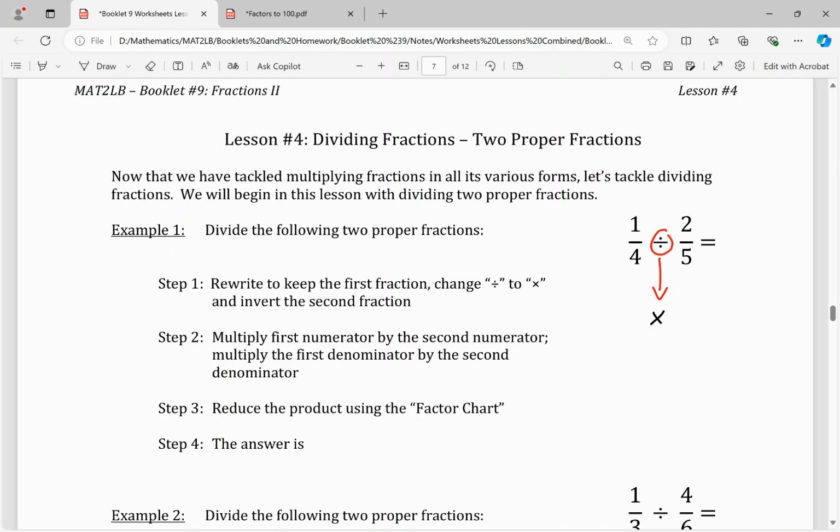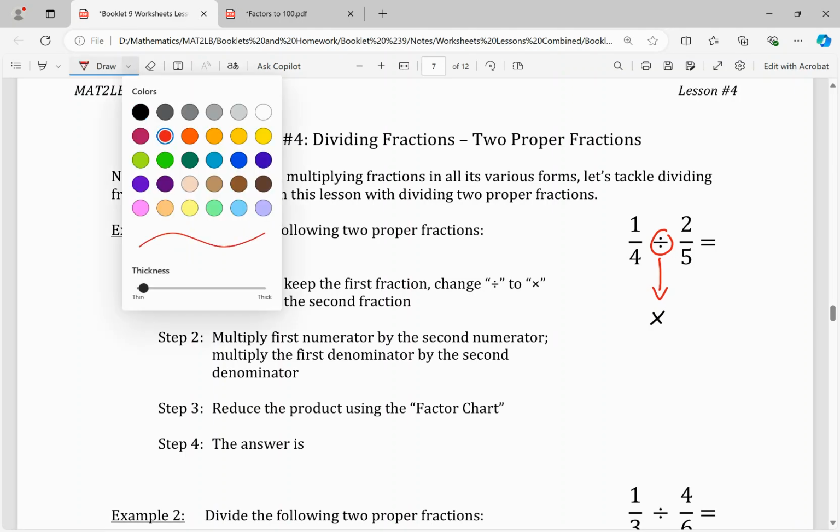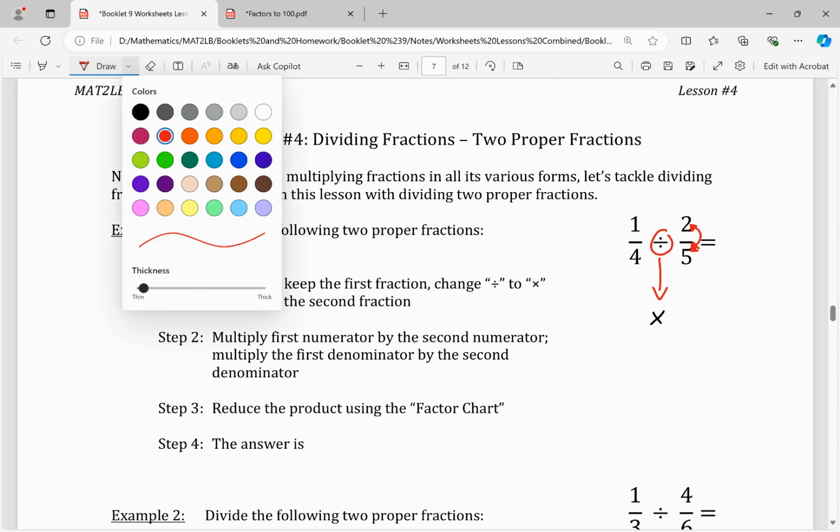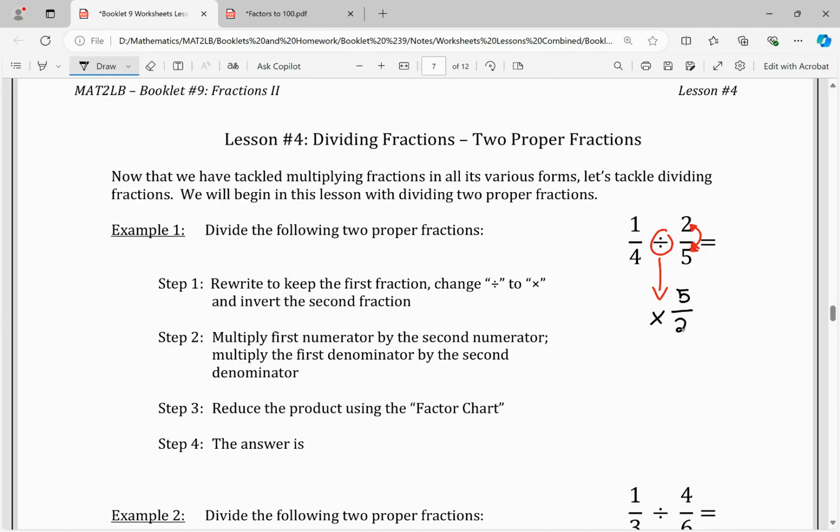We call that the reciprocal of the fraction. You don't need to remember that word. You just need to know that if you flip the second fraction, which means to bring the 5 to the top and the 2 to the bottom, you can turn that division into a multiplication. So that leaves us with 1 over 4 times 5 over 2.